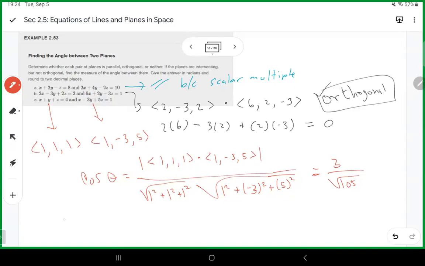So the angle, or theta, between the two planes is 1.27 radians, or approximately 73 degrees.